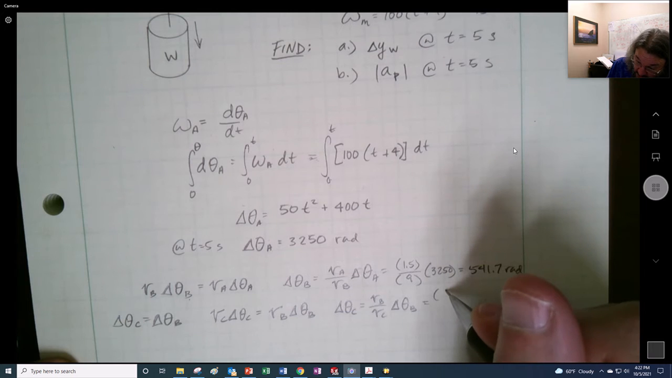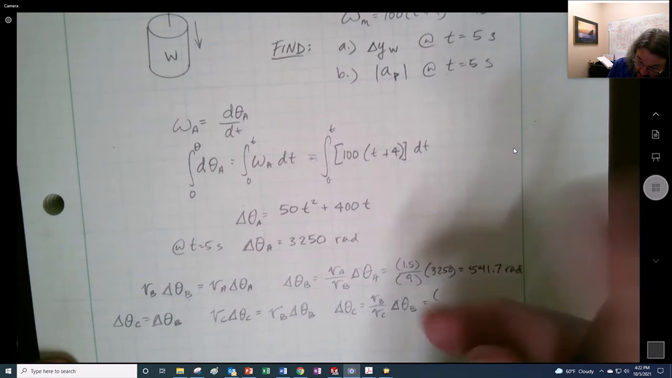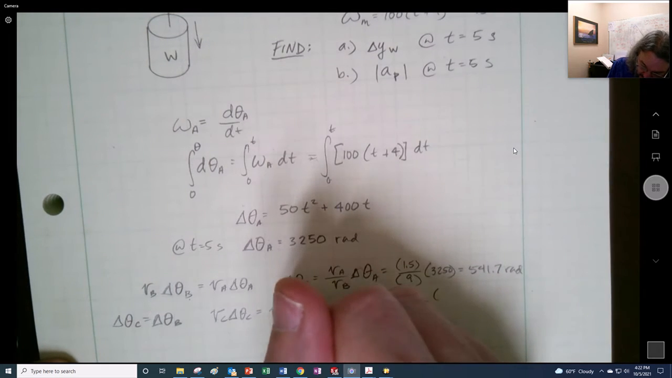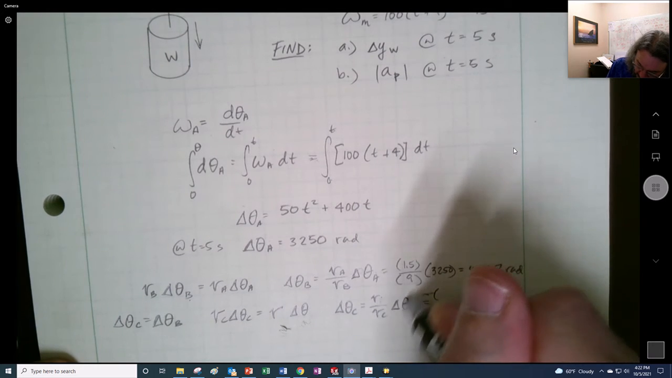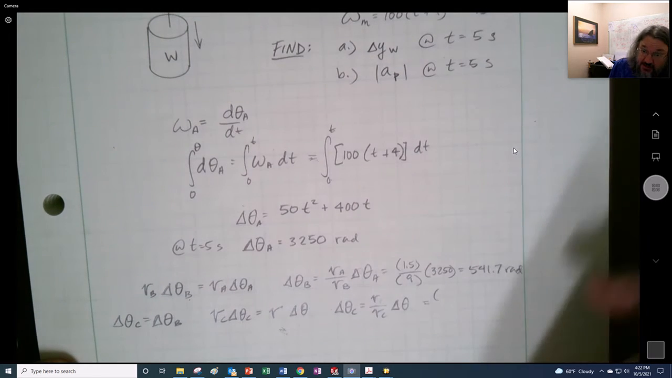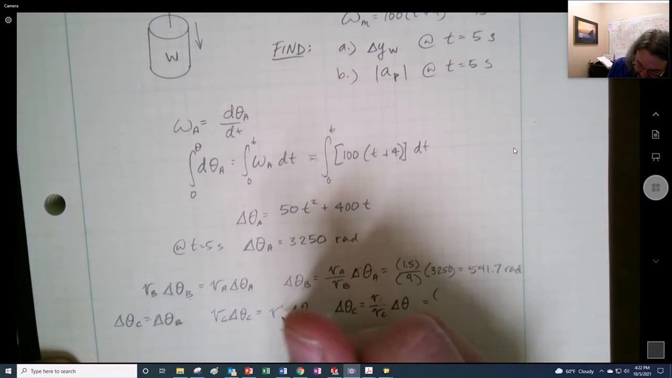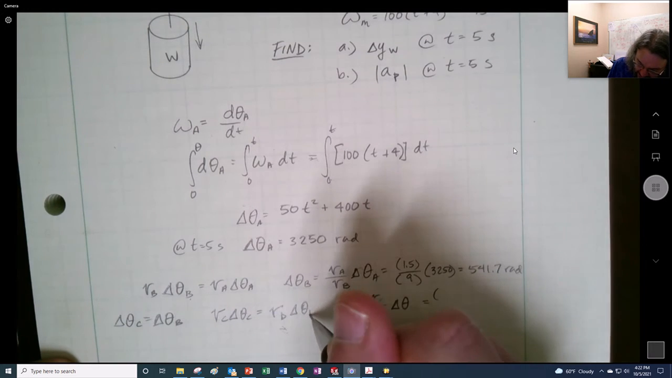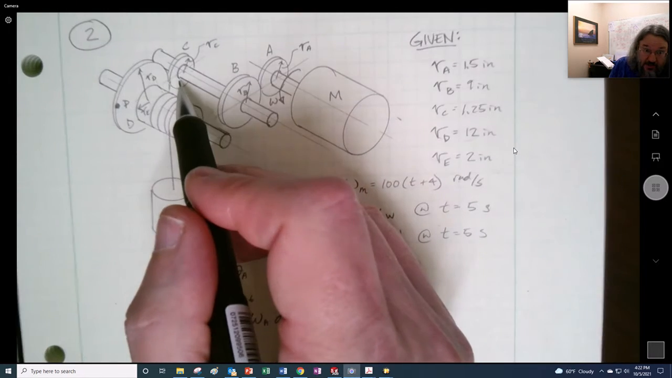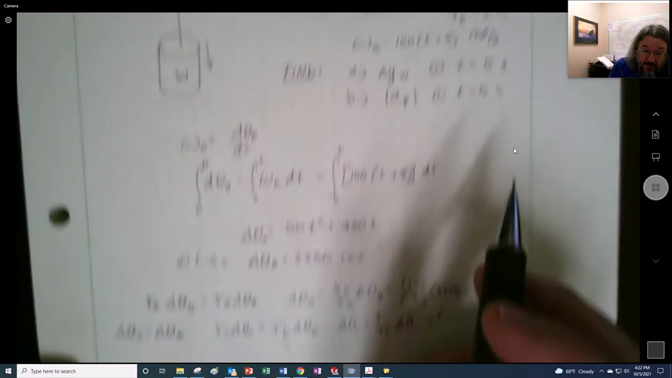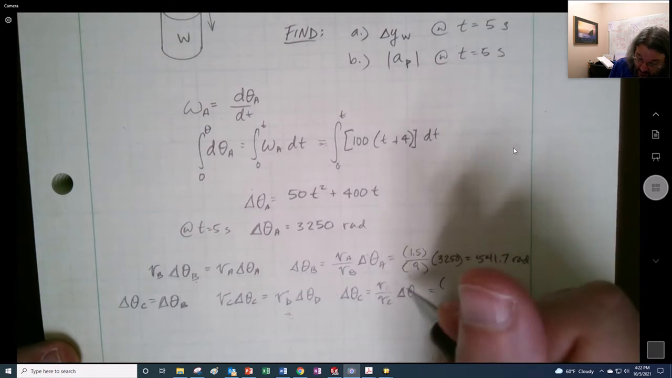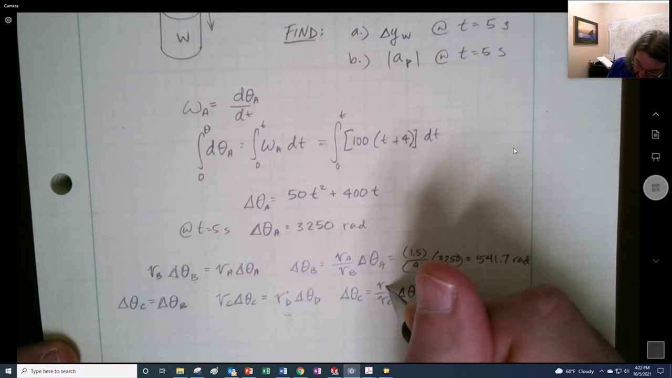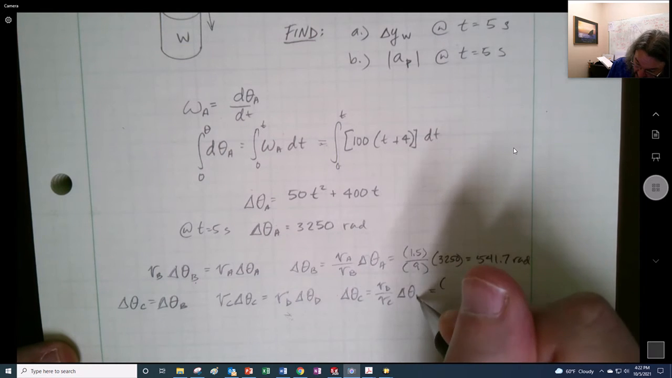And the radius of B is... nope. Darn, can't go back in time. Okay, this D, that's the one we're worried about, right? That they share the same thing. I was going on autopilot. I had that C and this B right there. So this is going to be D, and that's going to be D.